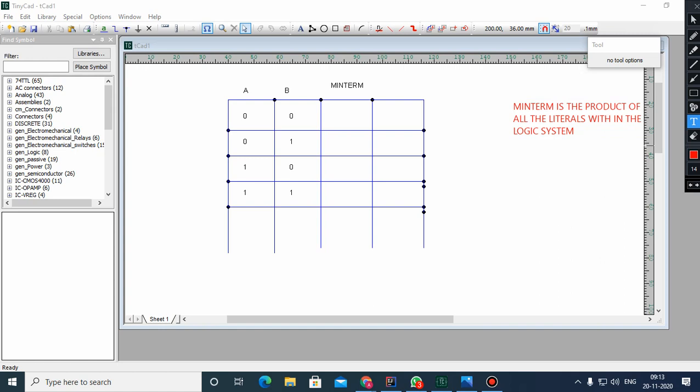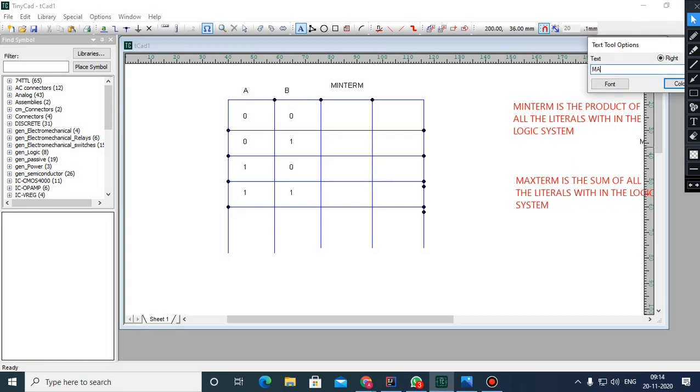And where maxterm is the sum of all the literals within the logic system. So it is minterm and maxterm. So now here the second column for the maxterm. So this is maxterm.